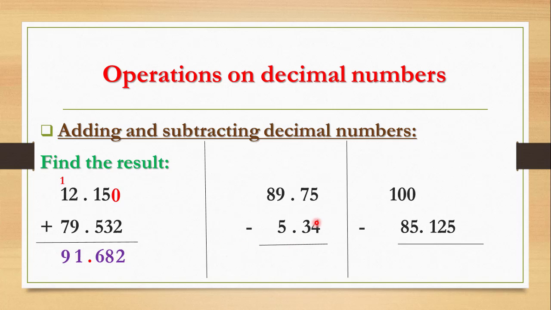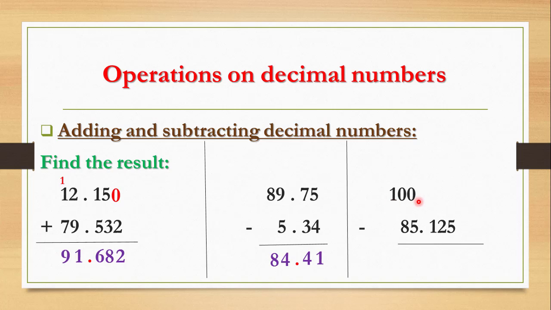The second one, we have the same decimal places. Here we have 2 and here we have 2. So there is no need to put 0. 5 minus 4 is 1. 7 minus 3 is 4. Now write the decimal point. 9 minus 5 is 4. And 8 minus 0 is 8.